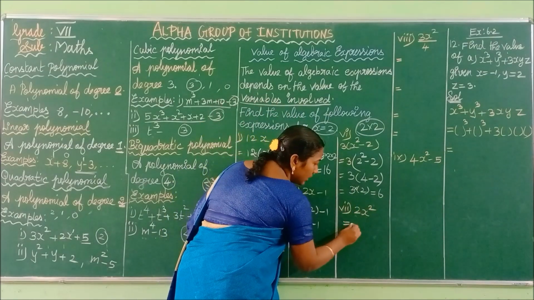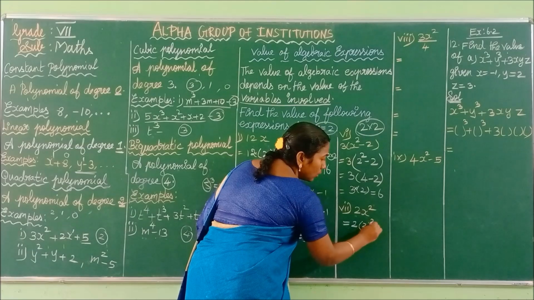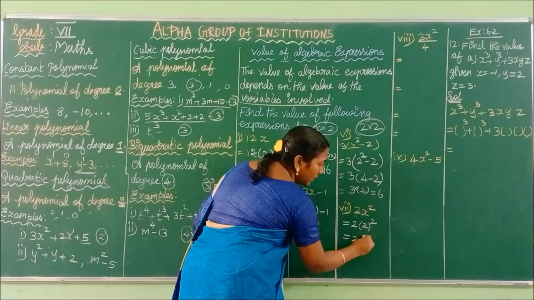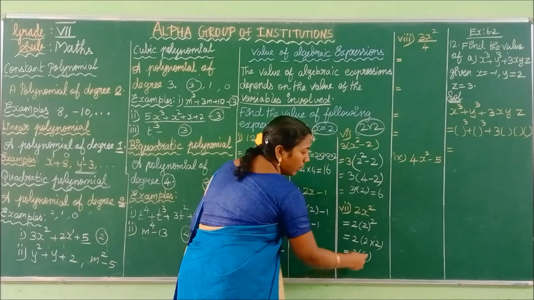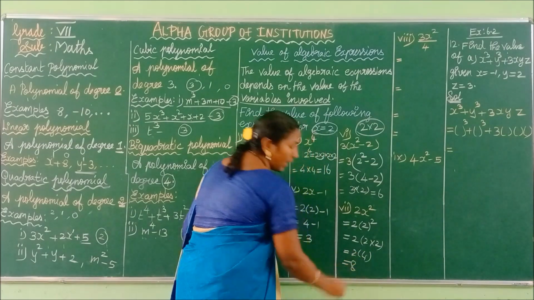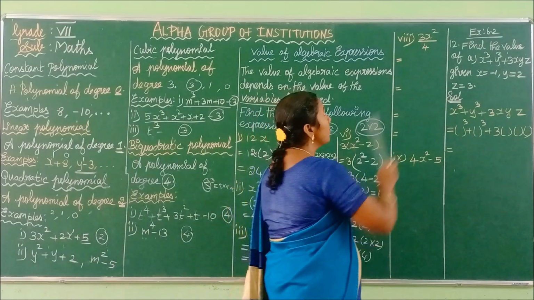2x square. So instead of x, you have to put 2 square. So 2 square means 2 into 2. 2 2s are 4. You have to multiply the 2 with 4. So what is your answer? 8. See the next one.